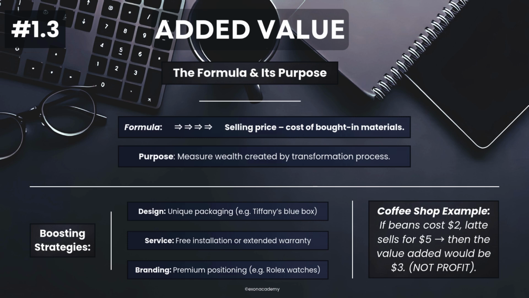Companies increase added value in three main ways: design, service, and branding. Design means giving products a special look or feel. Think of Tiffany's blue box that makes the gift feel extra special. Service means caring for customers beyond the sale, like offering free setup or long warranties. And branding means using a strong name. Rolex watches sell for high prices because of their brand reputation. Higher added value helps businesses cover the fixed costs and earn better profits.